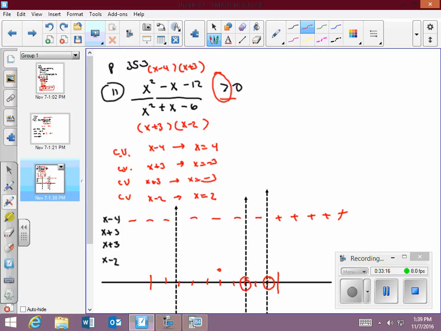This 2 is out for two reasons. One is because the inequality is strictly greater than, and the other one is that it's a factor in the denominator, right? And the factor in the denominator's critical value has got to be out. Right? Okay, the other one that's a factor in the denominator is what? That x equals -3. So it's out for two reasons too, also.